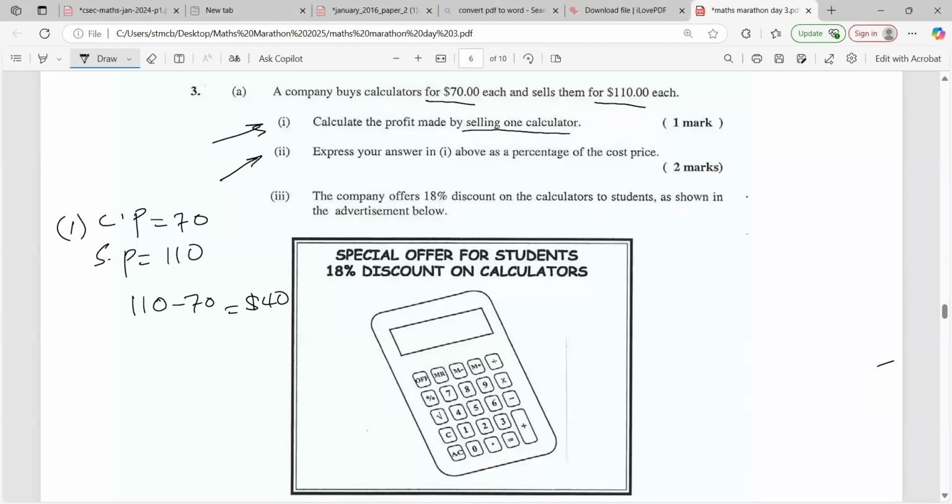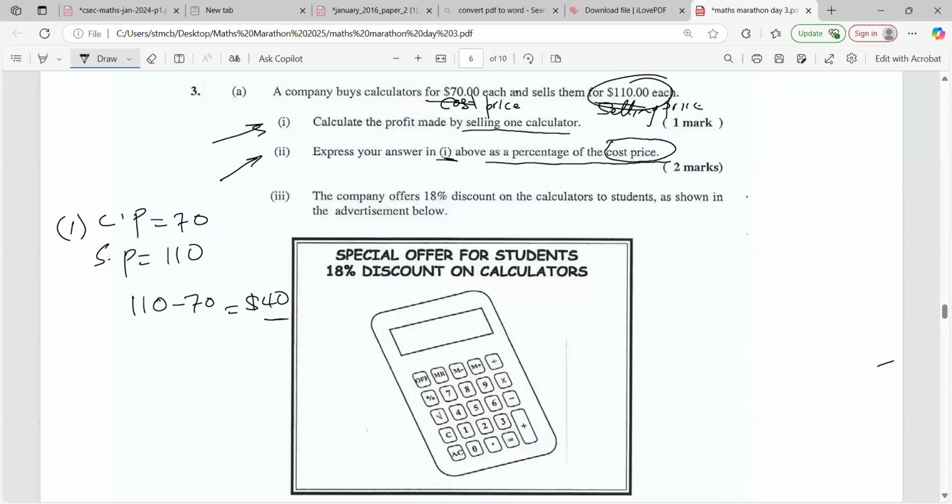All right. Part 2 says express the answer in one above, which is the 40, as a percentage of the cost price. Look for the word here. You see that? This is how you know which one to use. You could be asked for a percentage of the selling price, but here it's the cost price. This is how much it costs them, right? This is the selling price. So these can be a bit tricky. Sometimes students misinterpret and use this, but it's actually the cost price.